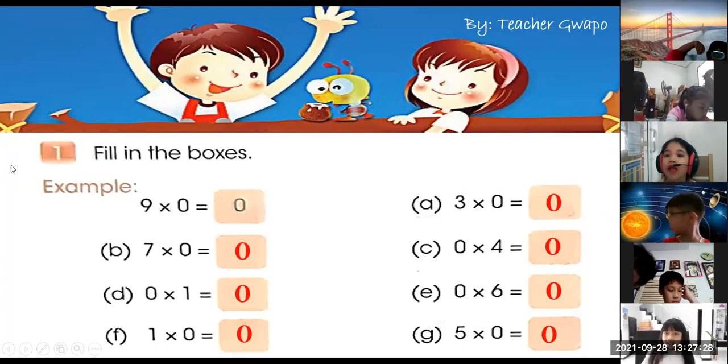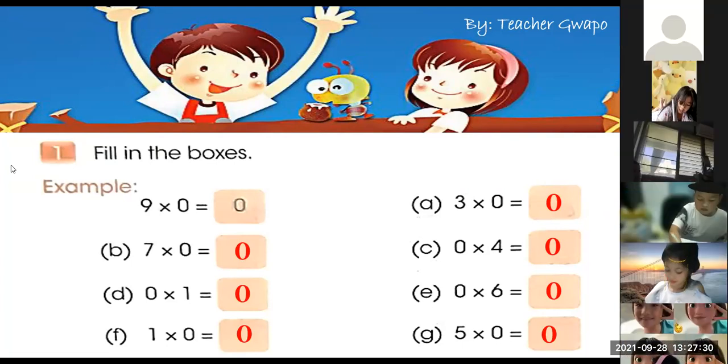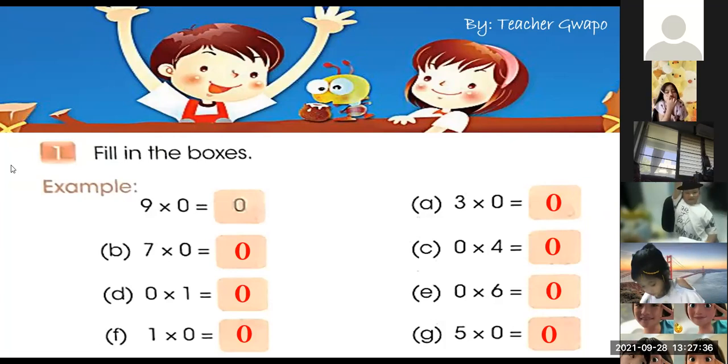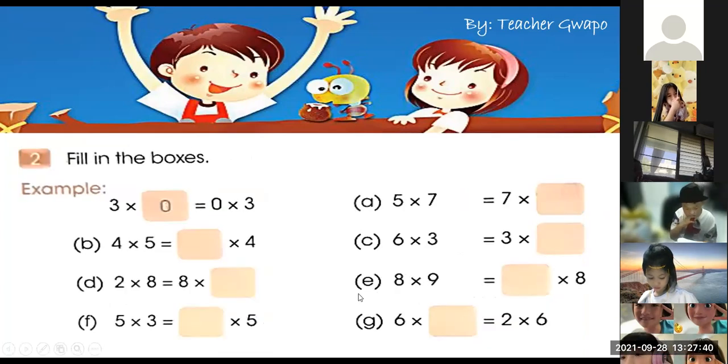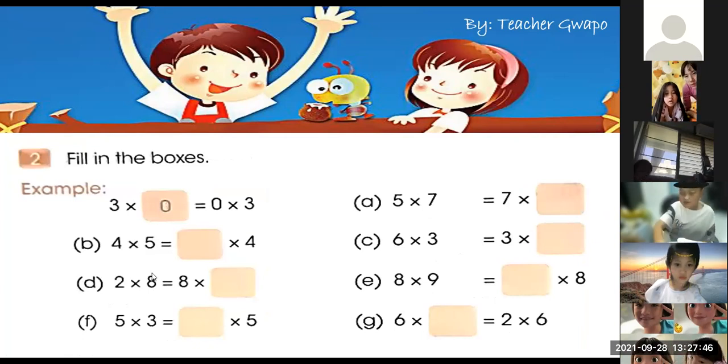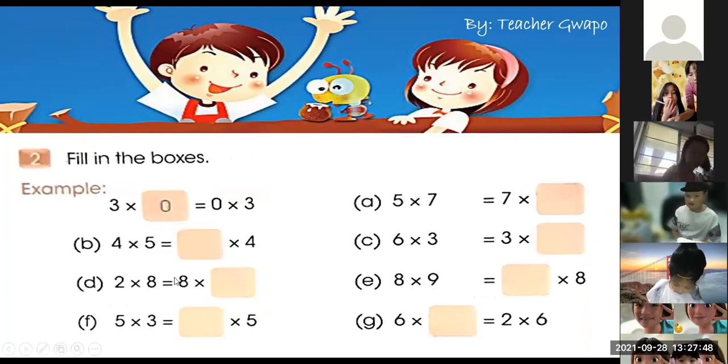Very easy. This is very easy, like for grade 1, right? When you were in grade 1, you learned this already. Any number that you multiply by 0 is 0. Now in number 2, any number, even if you change the position, will give the same answer.